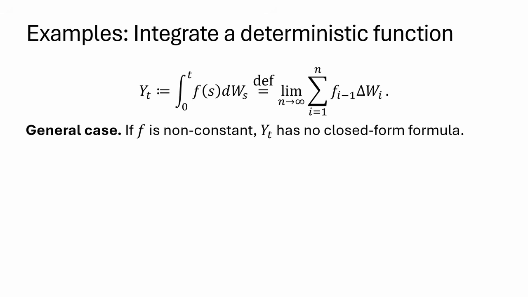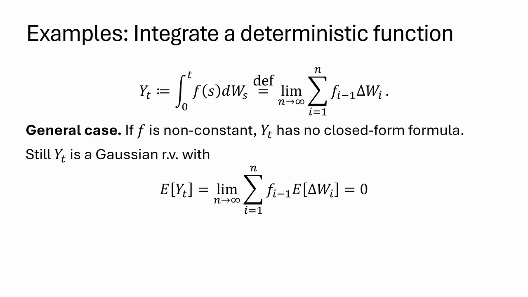Next up, let's look at the non-constant case. In such situation, y_t generally has no closed formula, but still we can talk about the distribution of y_t. Remember, delta w_i is a Gaussian random variable. And f_{i-1}, these are just constants. So the sum for y_t is just a linear combination of Gaussian random variables, which is of course also Gaussian. And to fully specify the distribution of a Gaussian random variable, we just need its mean and variance. So let's first calculate the mean, which turns out to be just 0, because the mean of each delta w_i is 0.